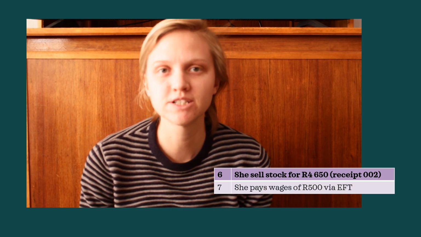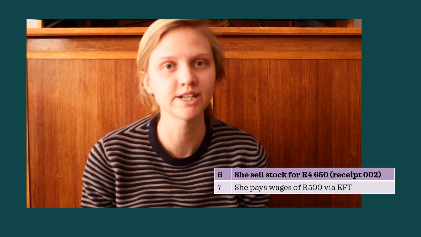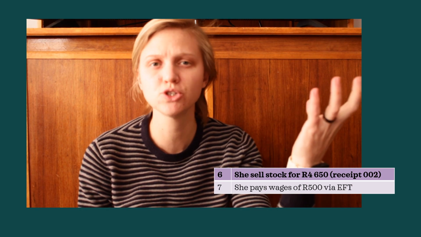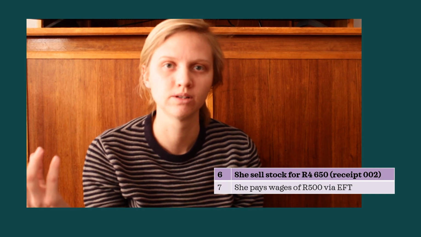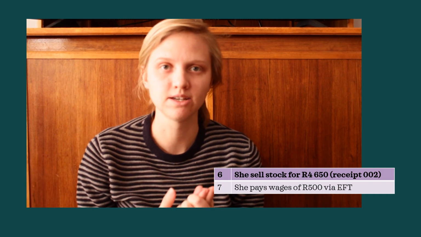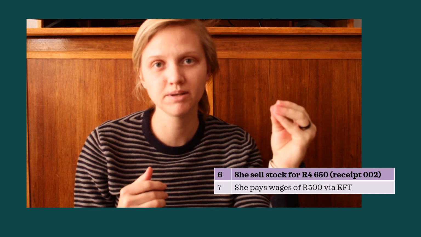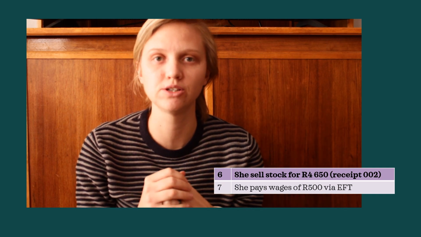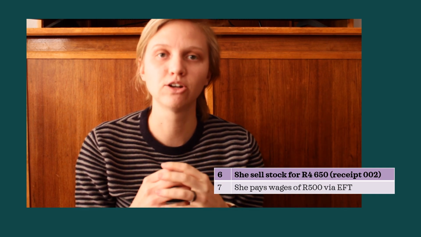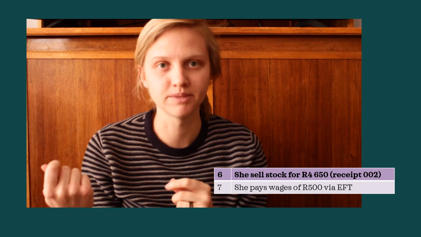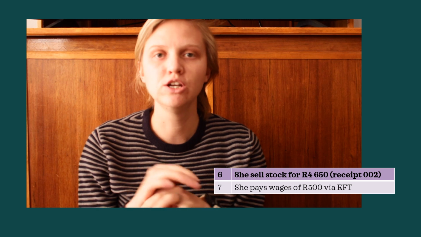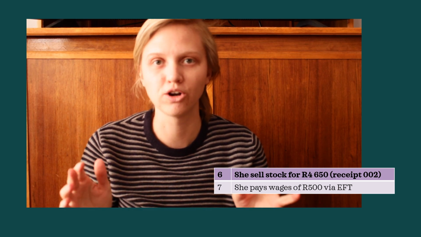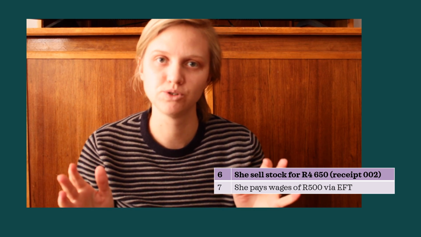So, the first step is to identify which transactions go into the cash receipts journal and which go into the cash payments journal. Well, this is quite easy. All the money with a receipt number is money received and goes to the cash receipt side. And all the money with EFT numbers are payments and go to the cash payment side. No other transactions are recorded in the cash journals.